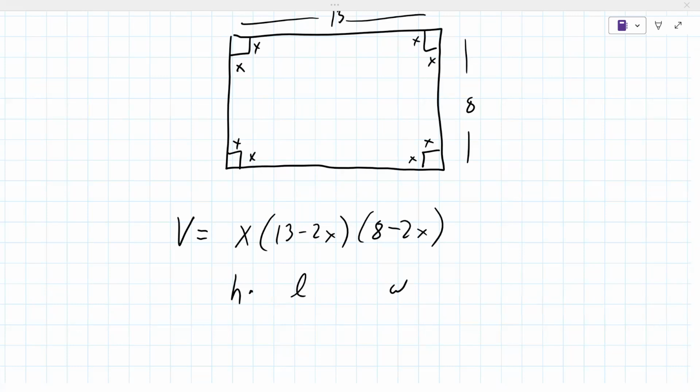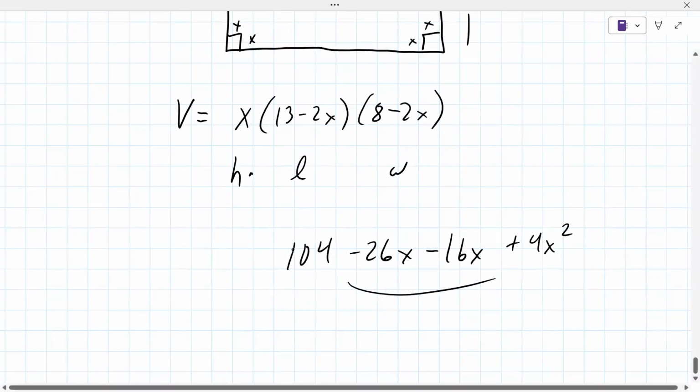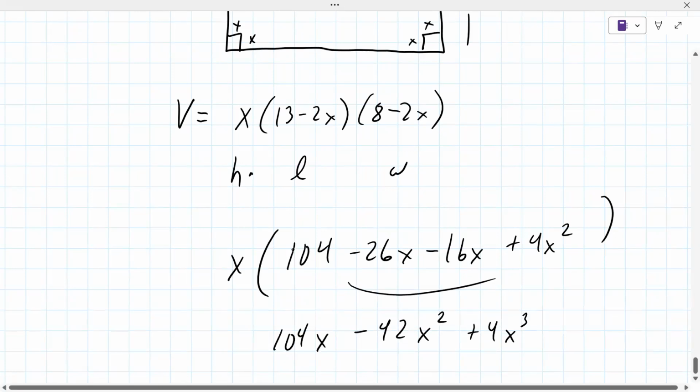So 104 minus 10x plus 4x squared. I got a little bit different result here. So we got 104 minus 26x minus 16x plus 4x squared. Negative 36. I added instead. Or this is negative 42. Negative 42. And then you multiply everything by x. So it ends up being 104x minus 42x squared plus 4x cubed.